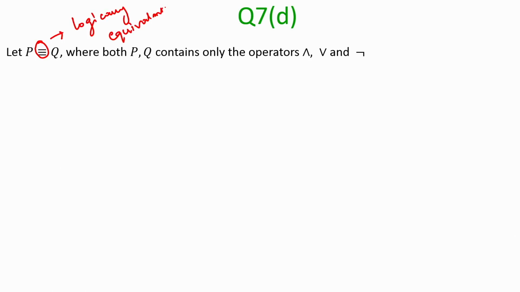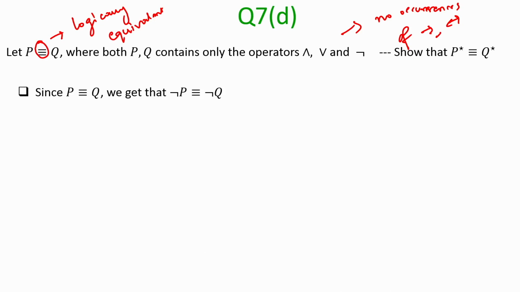And it is also given that P and Q contain only conjunction, disjunction and negation. There are no occurrences of implications. In that case, we have to show that the dual of P and the dual of Q are also logically equivalent. So, here is how we can prove that.